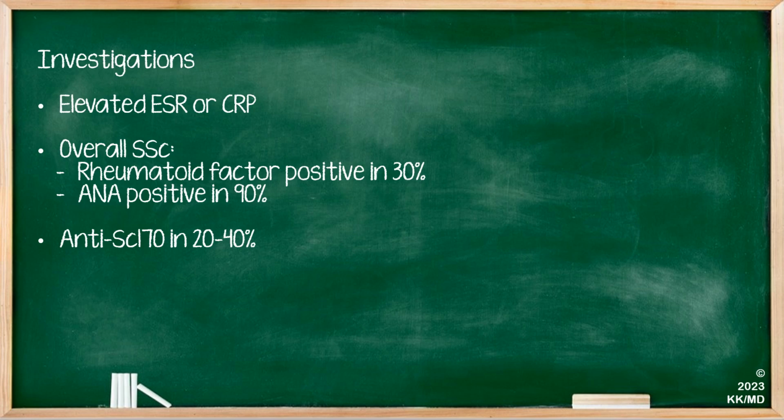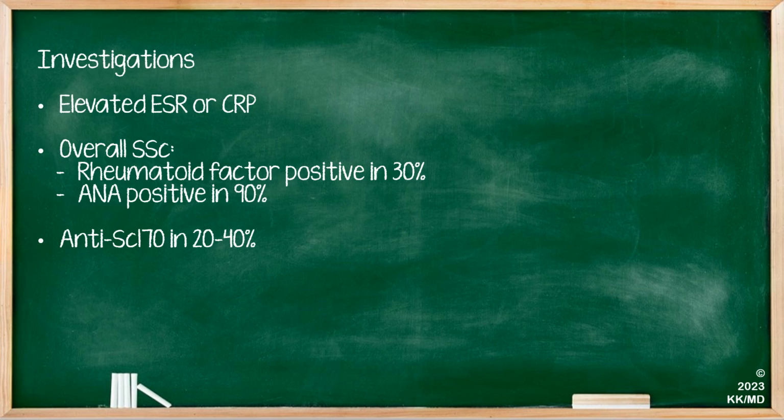So you would certainly want to be checking your inflammatory markers such as ESR and CRP, which would be elevated. And overall, in terms of the antibody panels, you would want to have a full antibody panel. You would have an anti-nuclear antibody, which is positive in about 90% of cases, and also rheumatoid factor, which is positive in about 30% of cases.